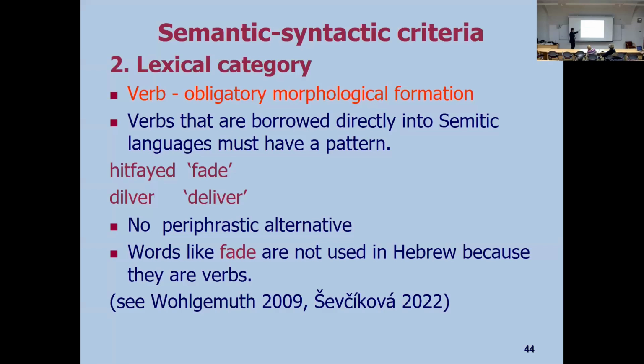In principle, once we have the Hebrew verb, it can be the base for other words which are nouns. For example, you can have an action noun like hitfaidut. I haven't seen it, but it's potentially possible. But since it came directly from a verb and there's no borrowed noun, the family size would be smaller, or even sometimes just one member.